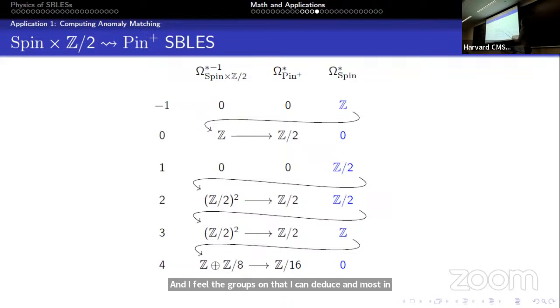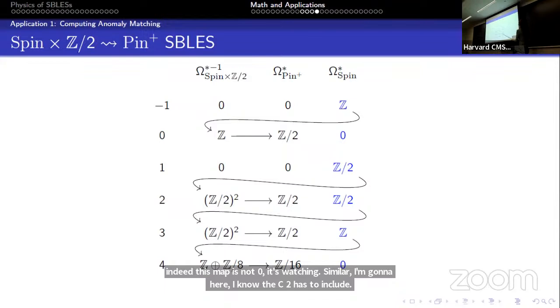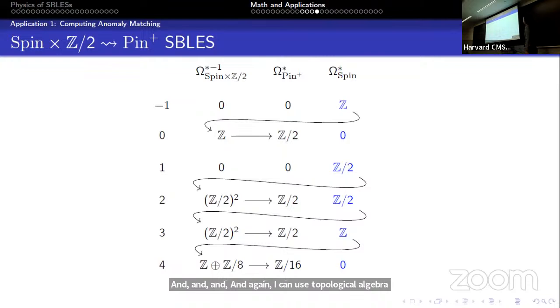Since I know that this group is a Z, given the computation of this anomaly group, and I know that overall I have a long exact sequence, I know that this piece doesn't split off into a short exact sequence, and knowing homological algebra means I know this has to be a times 2 and this has to be a mod 2. So indeed, this map is not 0, it's a mod 2. Similar argument here, I know the C2 has to include. Similar here. And again, I can use homological algebra to know that this map is indeed the map on the previous slide.